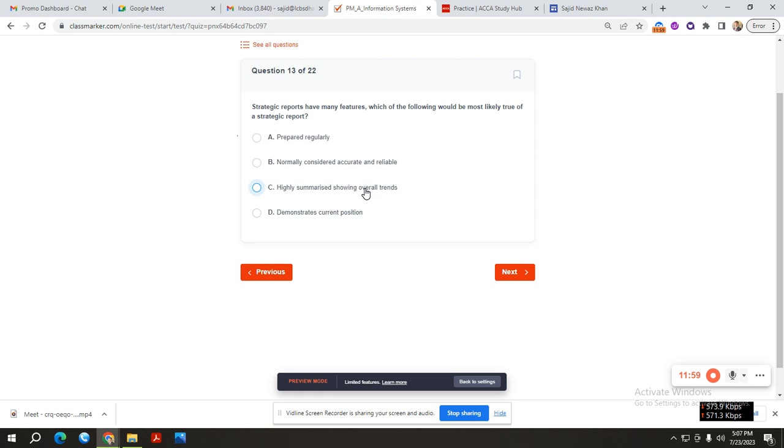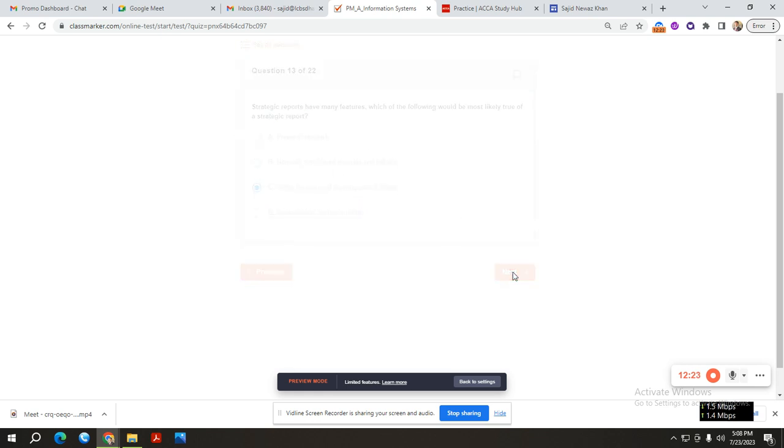Highly summarized, this definitely is a feature of strategic reports, কারণ strategic রিপোর্টে বোর্ড অফ ডাইরেক্টরসের সময় কম থাকে, তারা খুব সামারাইজ রিপোর্টস নিয়ে কাজ করে এবং ওভারঅল ট্রেন্ড নিয়ে কাজ করে, so this right till now is the best option. Demonstrates current position, no. Usually এই ইন্টারনাল এক্সটার্নাল মিলে ওরা ফোরকাস্টিংটার উপরে আসলে বেশি ফোকাস করে যে ভবিষ্যতে কি হতে পারে, so the best answer over here is going to be C, highly summarized, showing overall trends.